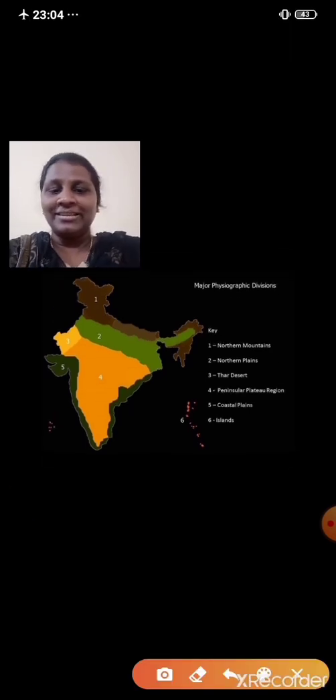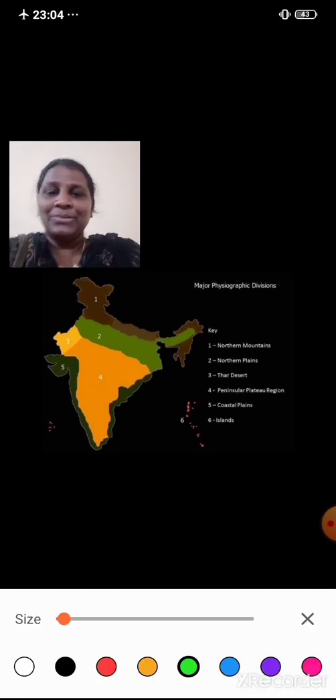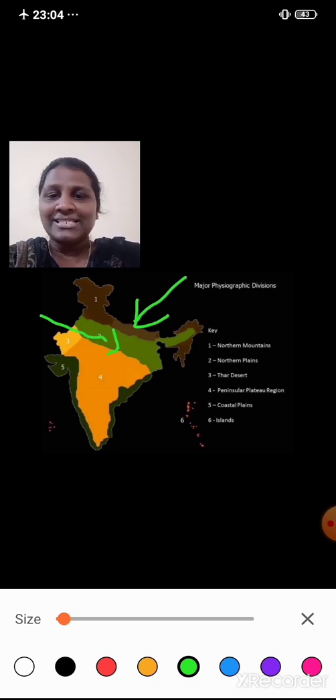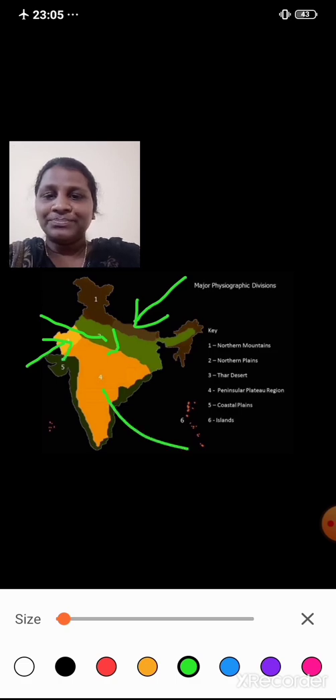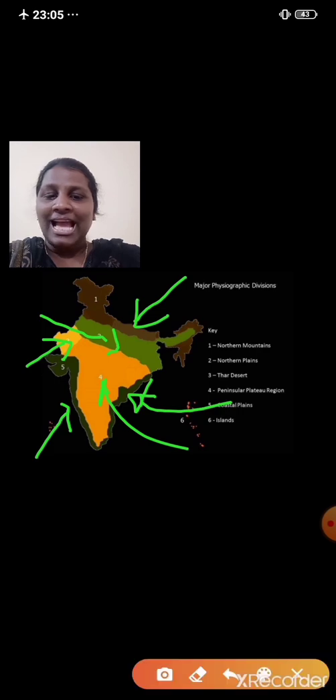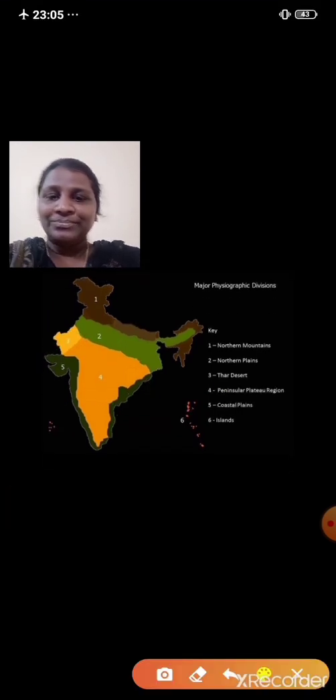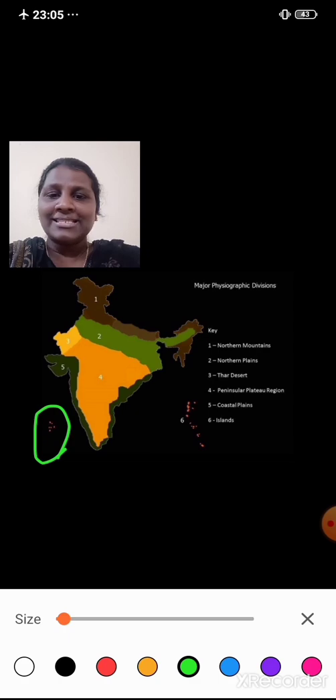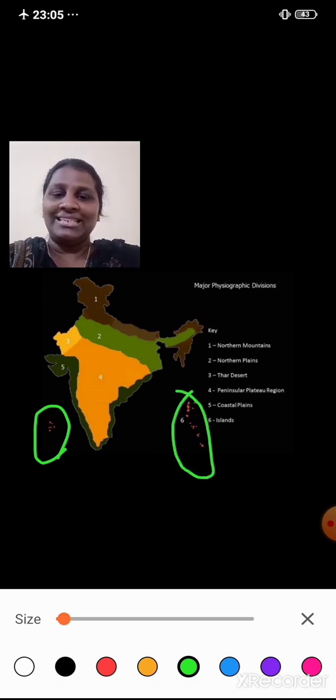Students, have a look over here on this map. You can see the northern mountains here. This part is the northern plains, Indian desert, peninsular plateau. Towards the western part we have western coastal plain. Towards the eastern part we have the eastern coastal plain. We have islands as well. Lakshadweep Islands. Here we have Andaman and Nicobar Islands.